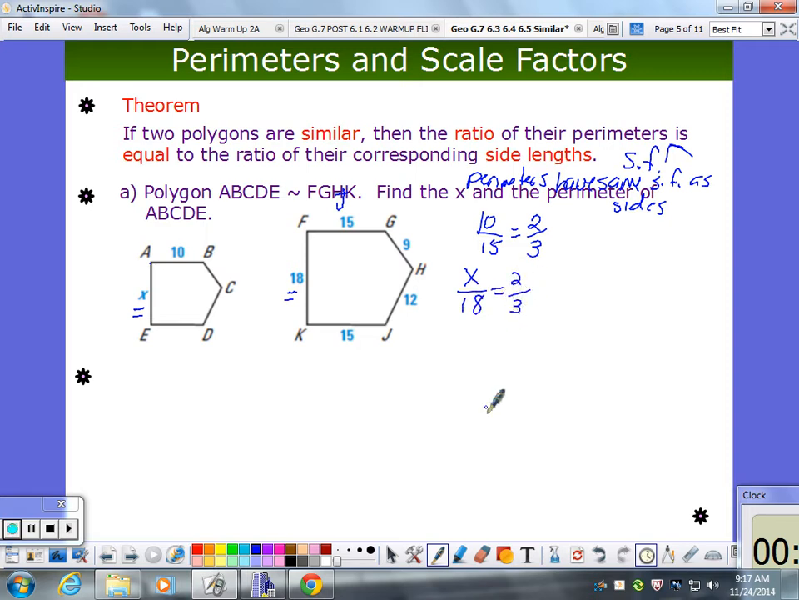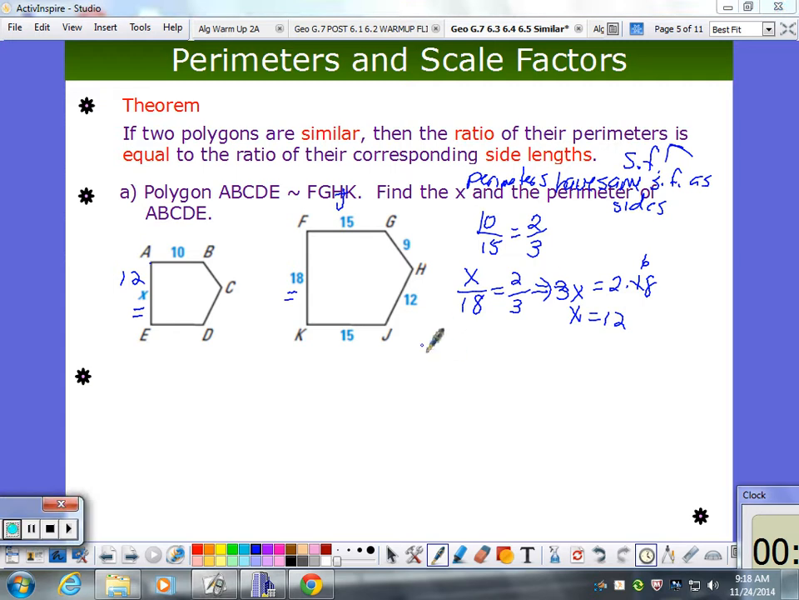So I set up that proportion, and then I solve it. So 3X is the same as 2 times 18. Divide by 3, 6, looks like X is 12. Okay. And then that's 1.